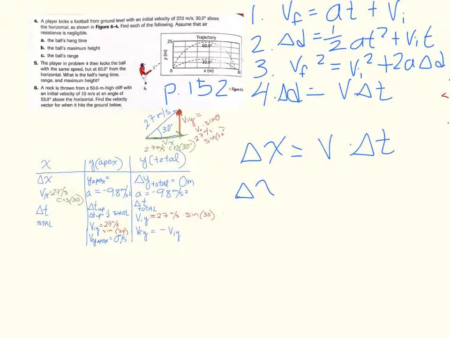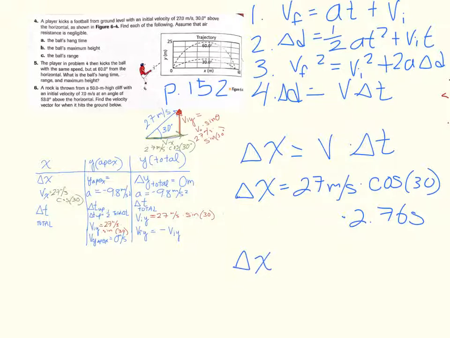Delta x is equal to 27 meters per second times the cosine of 30 times 2.76 seconds. And that change in horizontal position is 64.5 meters. There you go.